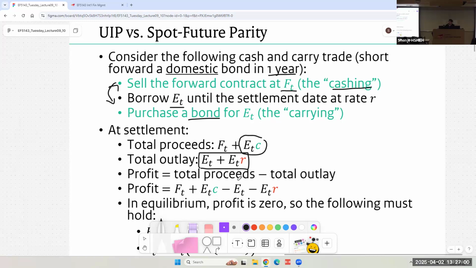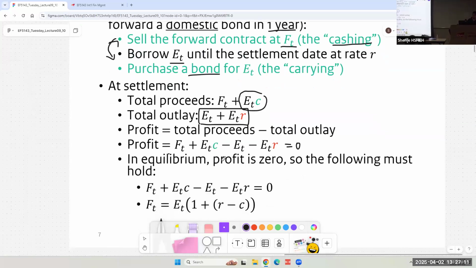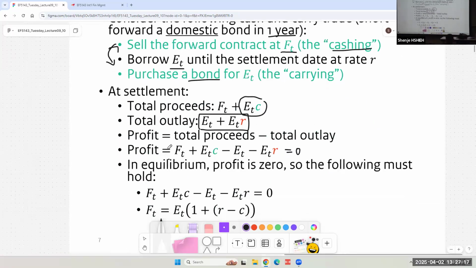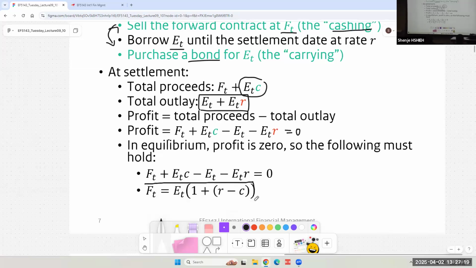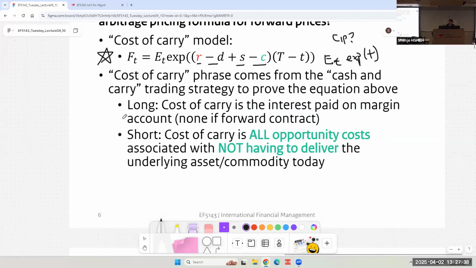Total profit is total proceeds minus total outlay. So in equilibrium, the profit must be equal to zero. Otherwise, there's going to be arbitrage, right? So if you rewrite everything to look like this, in which F is on one side and E and everything else is on the other side, you will get something that looks like that equation. So you have F equals E times the return, 1 plus R minus C. Increasing the borrowing cost will inflate F. Increasing the convenience of the coupon payments will deflate F. Right, so just like this equation here.